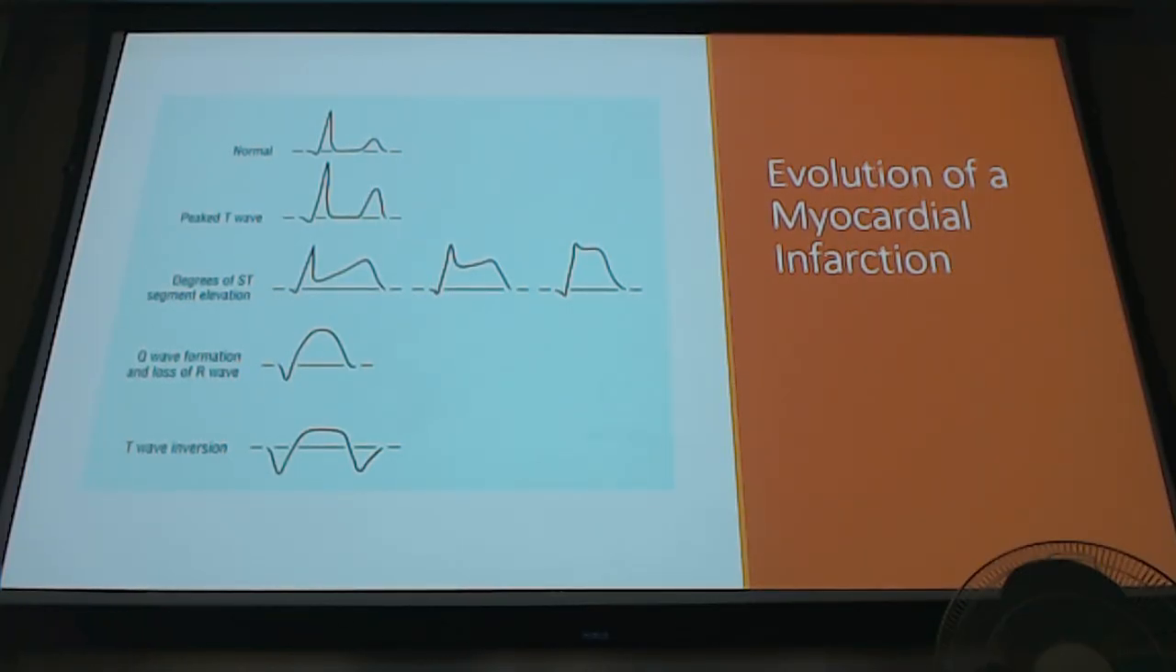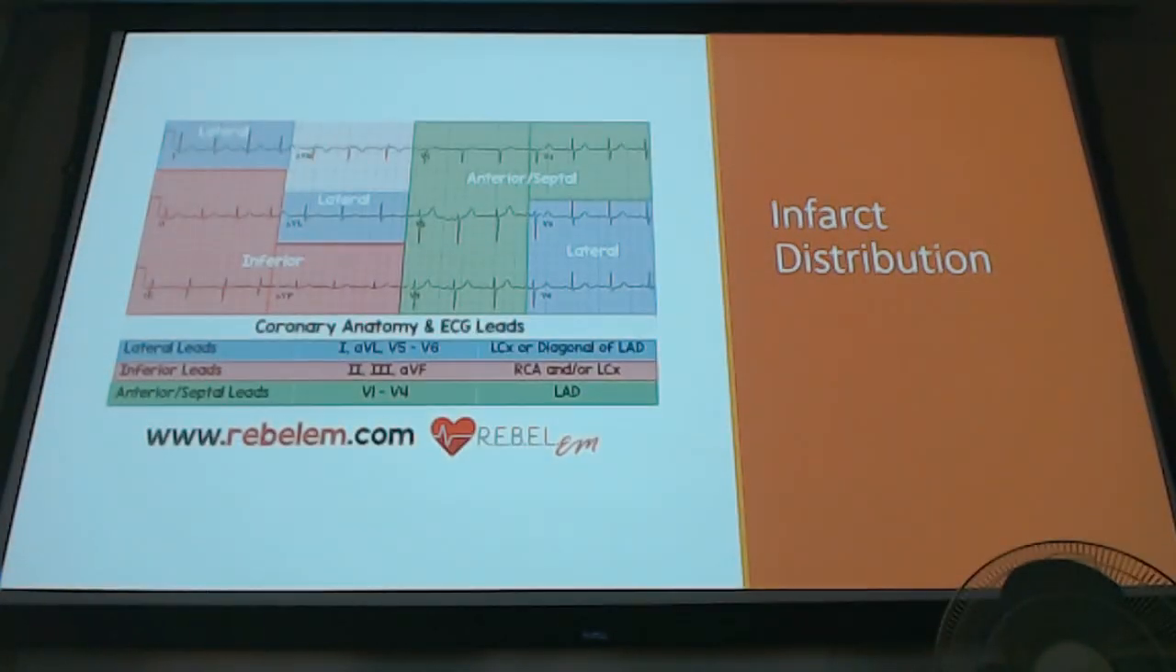And then as it infarcts, it progresses to that tall R wave, followed by the Q wave and T wave inversion. But what's important to remember is which leads are associated with certain ST elevation or pathology that we're going to talk about in the next lecture. You've got your inferior, so that's 2, 3, aVF. Your lateral is going to be 1, aVL, V5, V6. Then anterior and septal: septal is usually V1, 2, and then anterior V3, 4. And I think that's all of them on there.